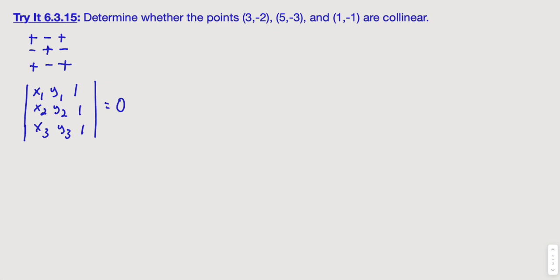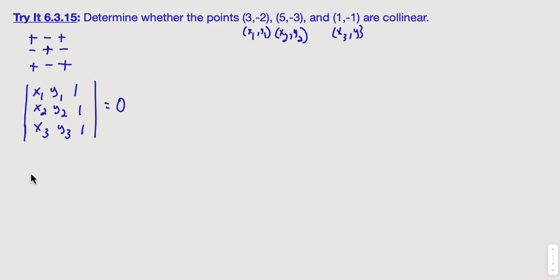So what it means if these points are collinear is that the determinant of x1, y1, 1, x2, y2, 1, and x3, y3, 1 is going to equal 0. So x1, y1 is the point 3, -2. We could use any of these, they could be in any order, but for now we're going to use them in the order that they're given. So this is x2, y2, and 1, -1 is going to be x3, y3.